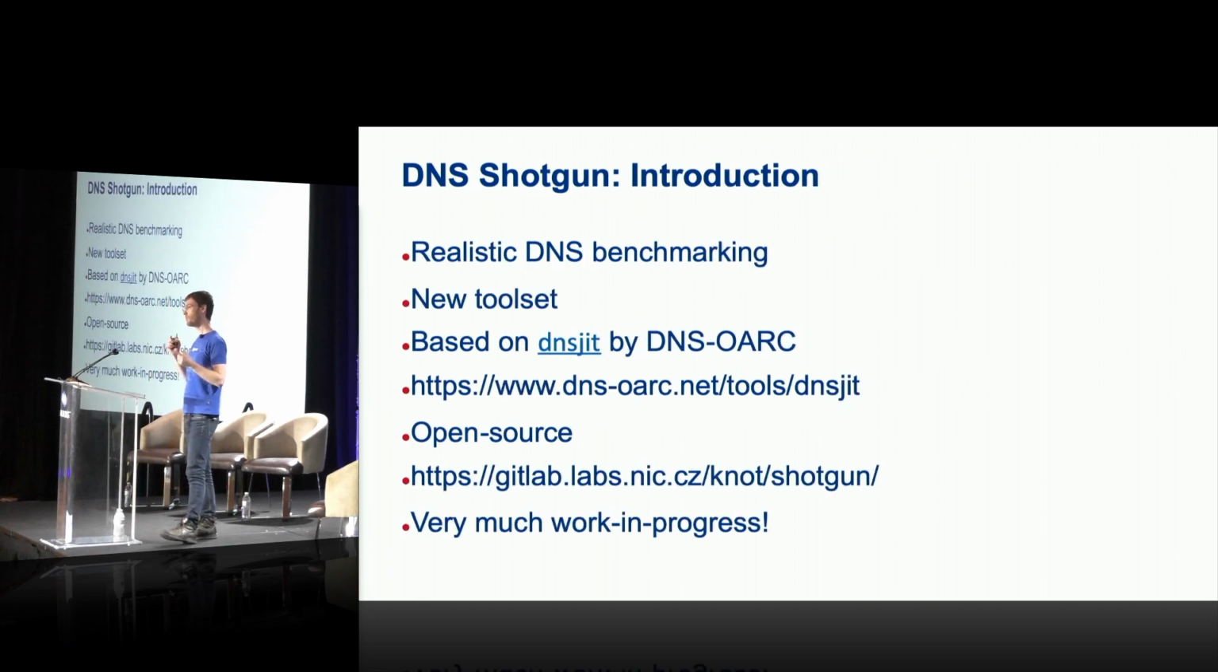For more realistic benchmarking, we at CZ.NIC Labs developed a tool called DNS Shotgun. It's based on an awesome library by DNS-OARC. And most importantly for you, it's open source.